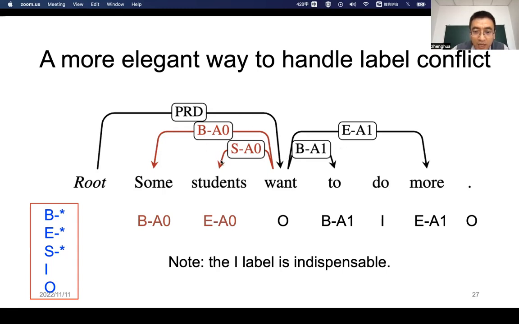Actually, only a small fraction of sentences will have this problem, which is label conflict. I don't remember the percentage, but let's say that in our test data we have 1,000 sentences, and maybe only 10 sentences will have the label conflict problem. So in this part, we do our post-processing procedure on these sentences to make the results legal.